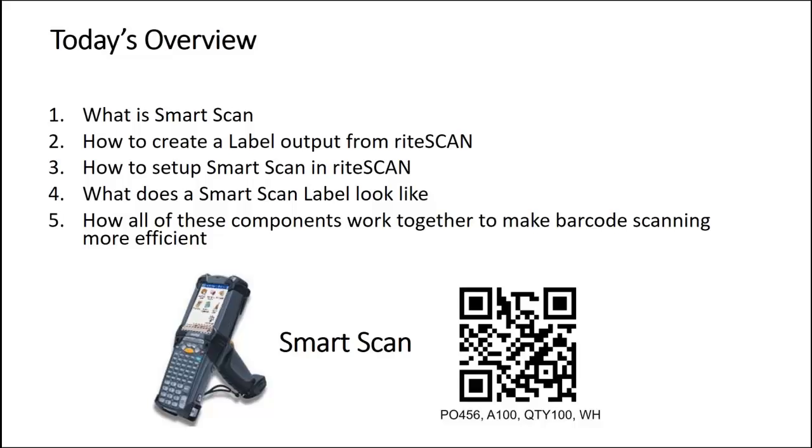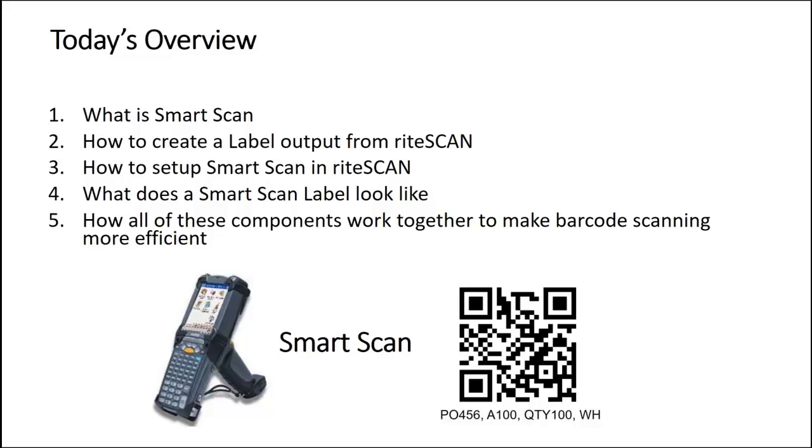Some of you might have heard of riteSCAN before, however, not necessarily knowing what it is or how it works. So we're going to touch on that as well and make sure you have a full understanding. SmartScan is the ability to take a single barcode and put multiple pieces of data into that barcode. For example, you could have a barcode that has your stock code, your quantity, your warehouse, and your lot number in it. And riteSCAN is able to take all of those pieces of data in one barcode and map them to the correct fields when you're scanning in a certain module in riteSCAN.